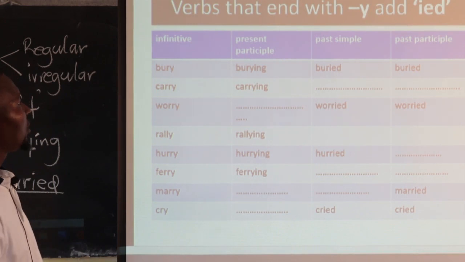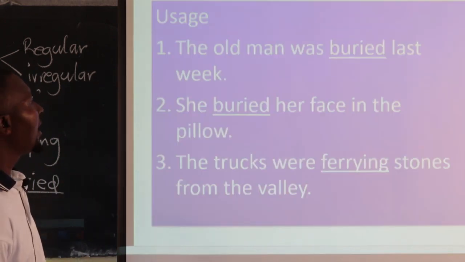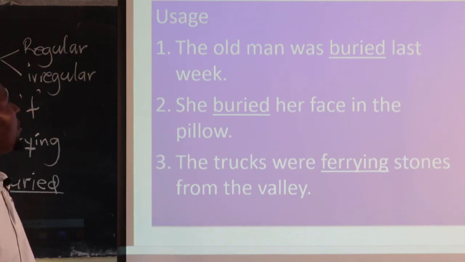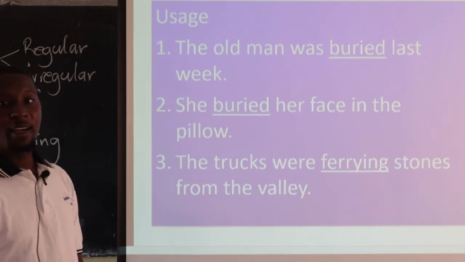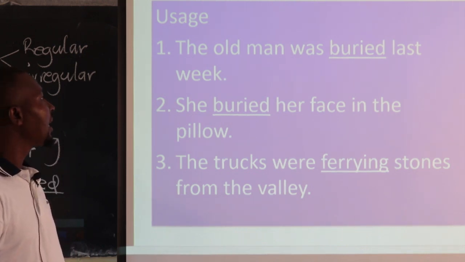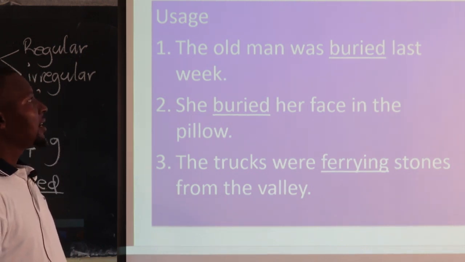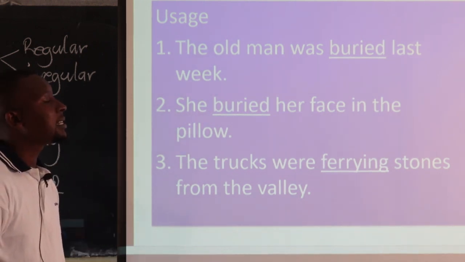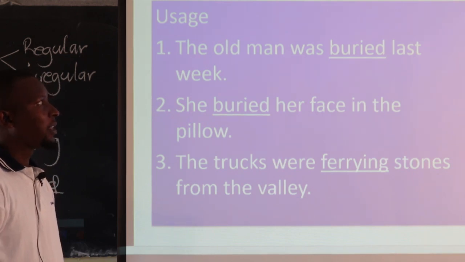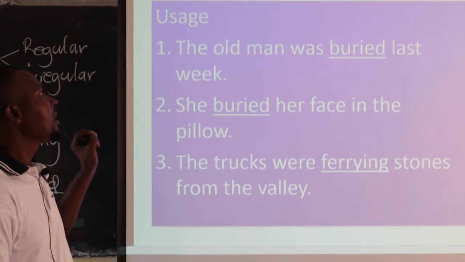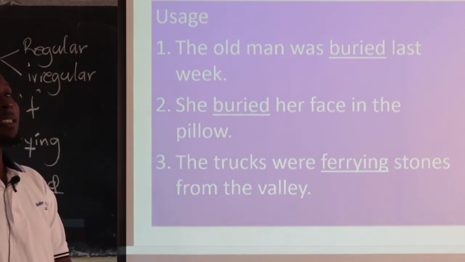Well, let us look at the usage of these verbs that end in Y, and then change to ied. Number one, you can help me read through out there. Read for me, number one. Okay, that is wonderful. So let me help you also. The old man was buried last week. You can see that we have a helping verb was. It makes the sentence past. So we shall pick the word bury. We change the Y to ied. We say the old man was buried last week.